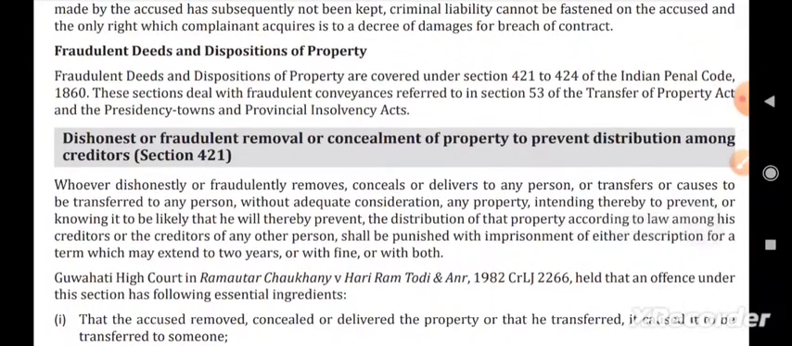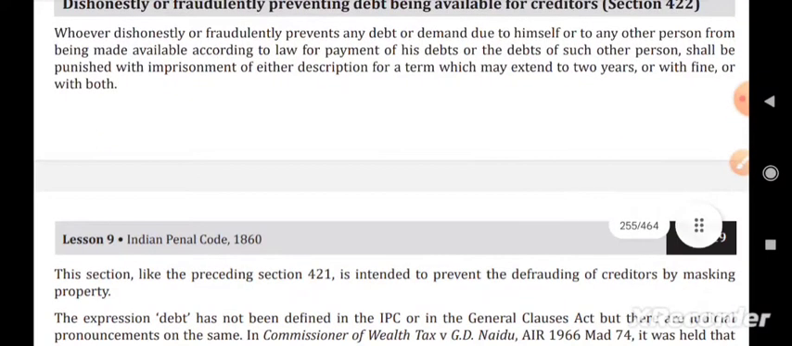Destruction of any property or valuable security, and fraudulent deeds and dispositions of property under sections 421 to 424. The law is smart enough to undo fraudulent transfer of assets. Next we have forgery.